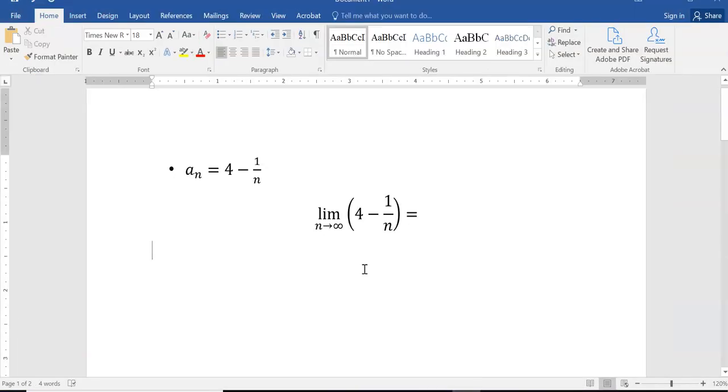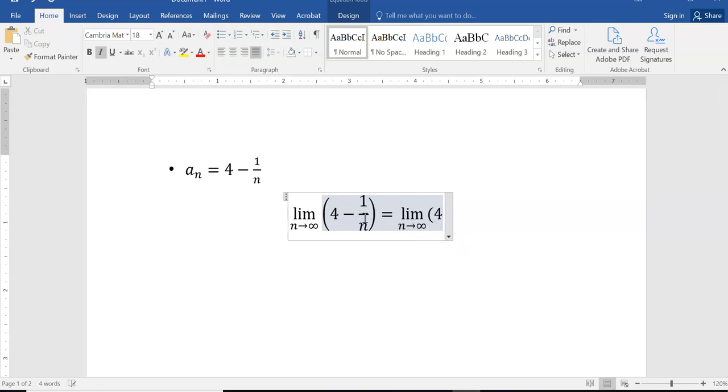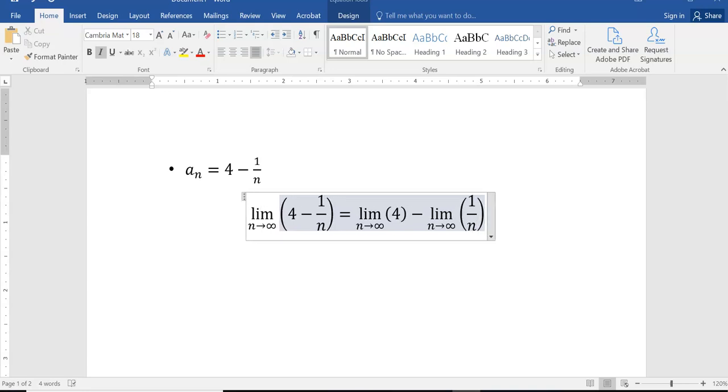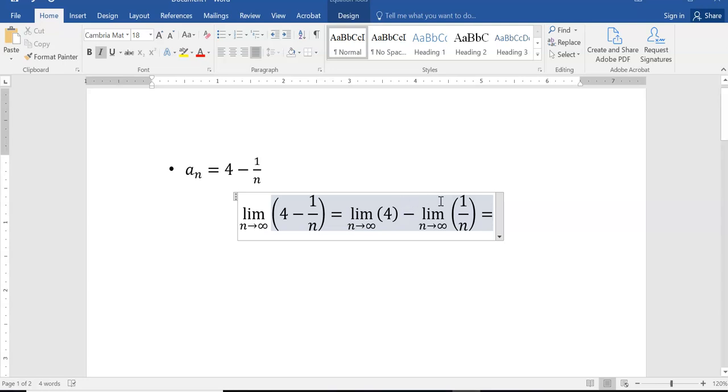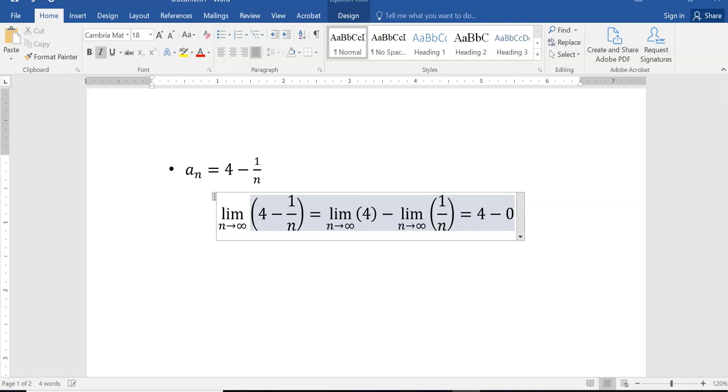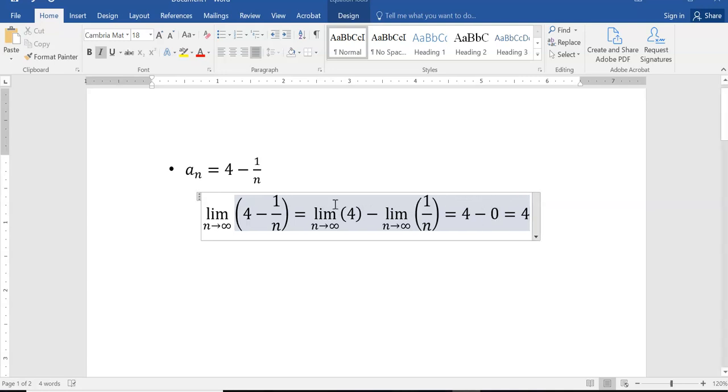All right, so let's take a look at that first sequence. 4 minus 1 over n is the nth term. So if I take the limit of the nth term, hopefully you know enough about limits to realize that that limit can be broken up into the limit of 4 minus the limit of 1 over n. And limit of 4 is just 4. Limit of 1 over n is just 0. So that sequence converges to 4. All right, so the limit of that sequence is 4. That sequence converges to 4.